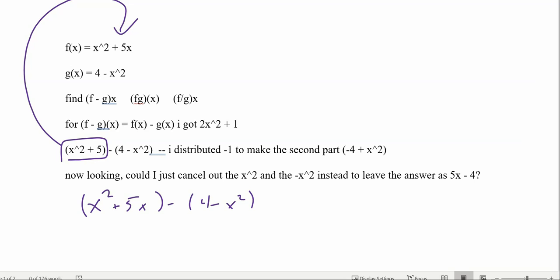Okay? Now you are right, you should distribute the negative in there. That's going to give you minus 4 plus x squared. Okay? And then when you combine your like terms, we got the 2x squared here and here. And then the 5x doesn't have anything to combine it with, so that's just going to be 5x, and we'll have the minus 4.